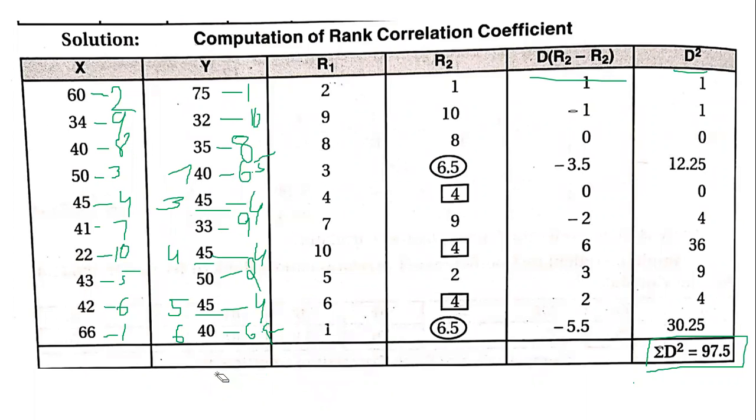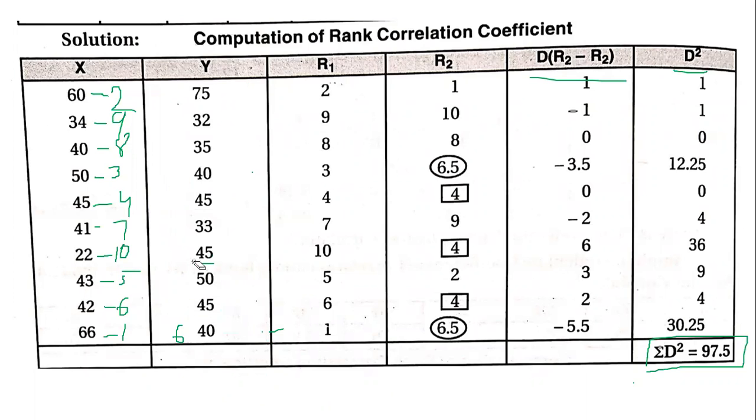In x we don't have any repetition, only in y we have the repetition. That is why we usually put these different shapes so that you will be able to understand what is to be done. Firstly, 40 is repeated 2 times, 6.5 and 6.5. Then we have 45 which is repeated 3 times.